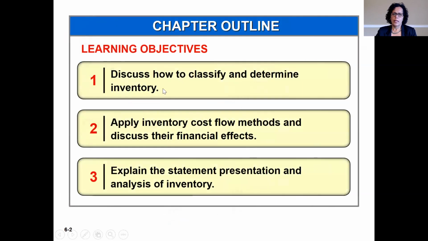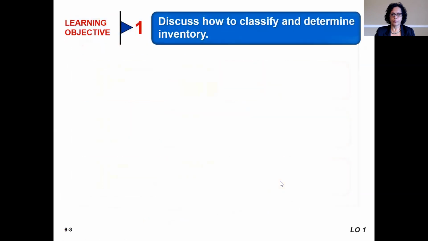So let's start with the learning objectives. In this video, we're going to look at classification of inventory and how we determine what should or should not be counted in inventory. And we'll look at various cost flow methods and discuss their effect on the financial statements. The third learning objective I'll take care of in the next video.